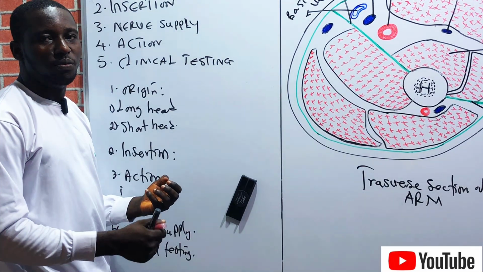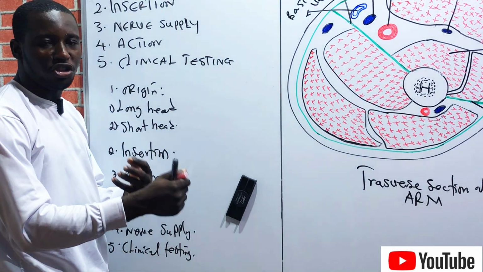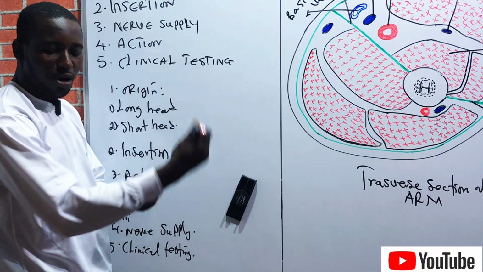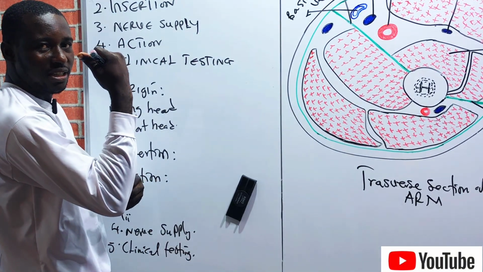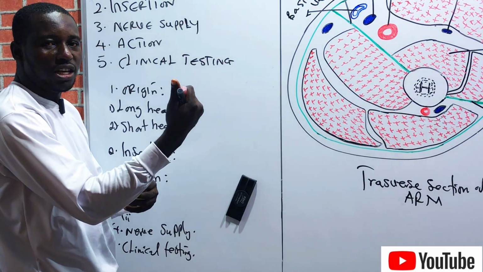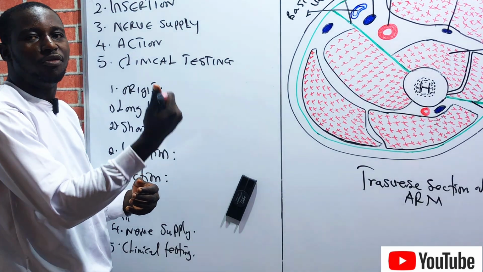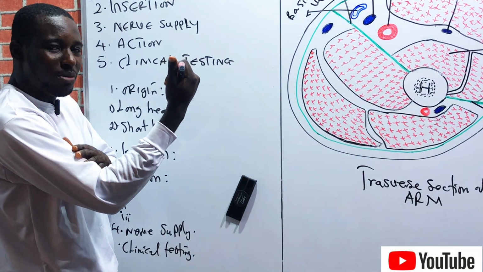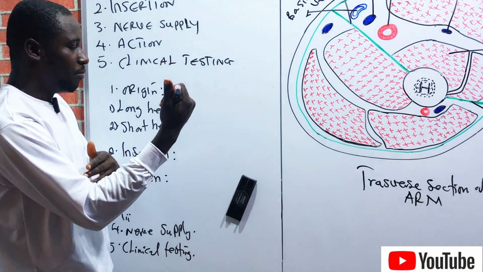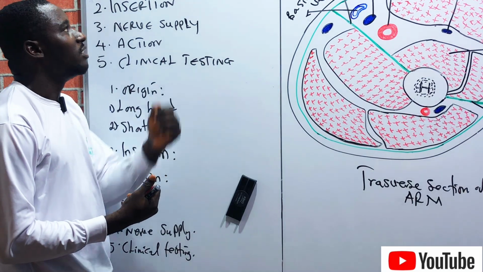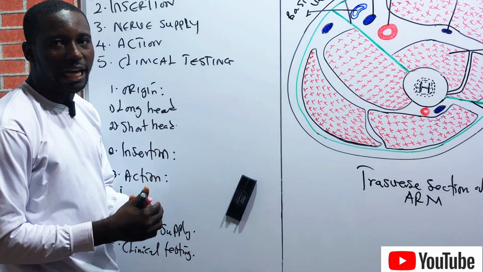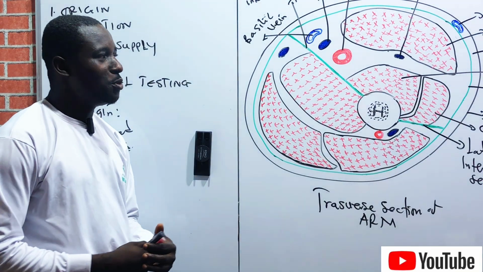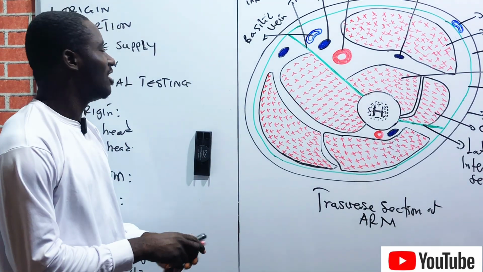When this is being done, there will be a prominent bulging on the anterior aspect of the arm. So the muscle is like this. You flex the elbow against the resistance of the supinated forearm. There will be a prominent bulging on the anterior aspect of the arm. That is the clinical testing of the biceps brachii. Up next, we'll be discussing the coracobrachialis muscle.